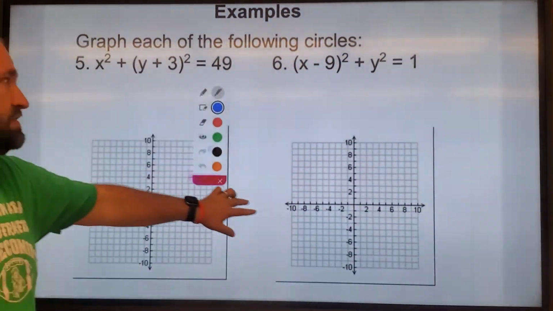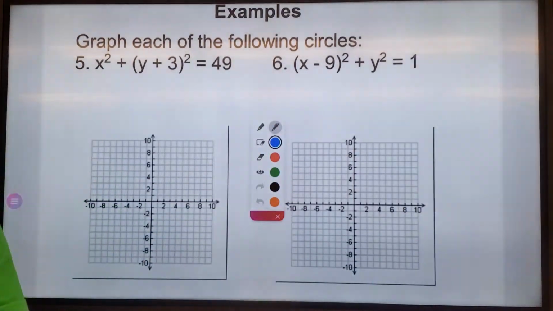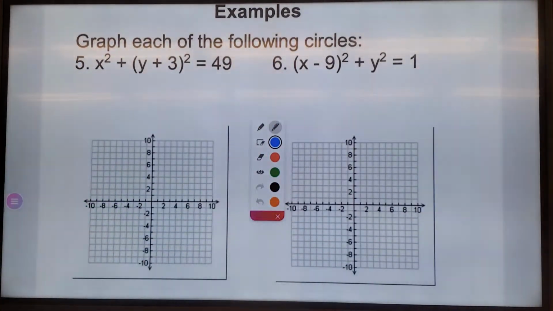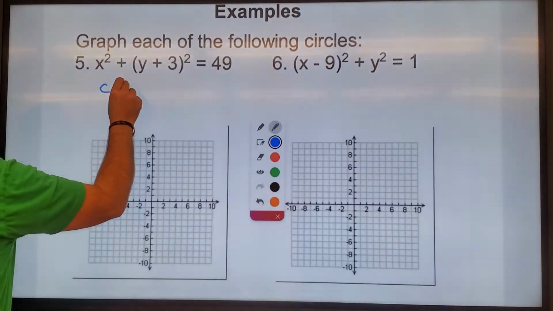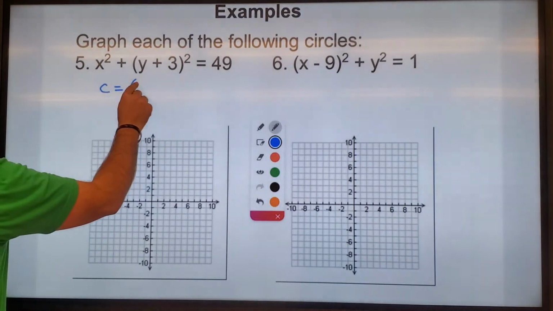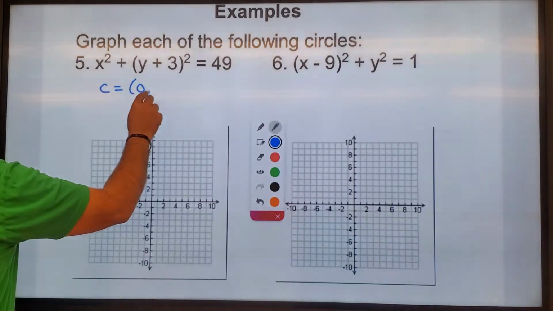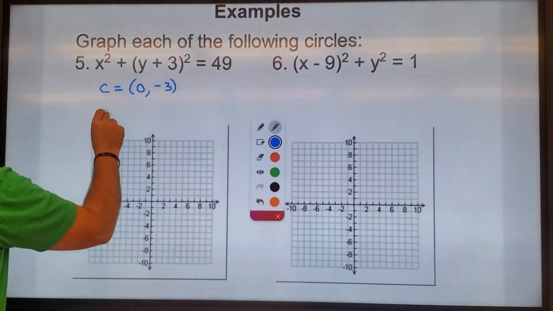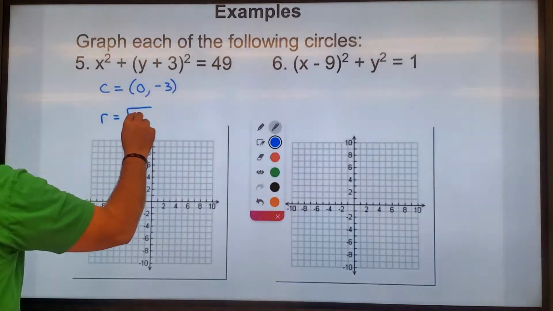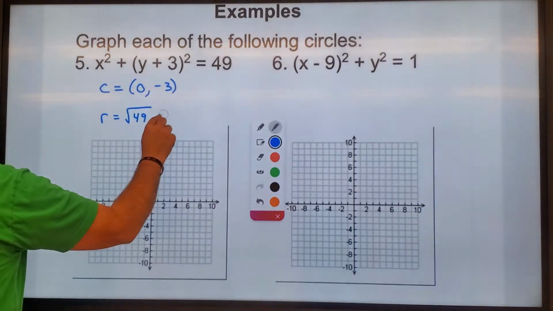Again, just showing different scenarios here though. So these ones, notice that one of the variables doesn't have a number in parentheses with it. Okay, so if that's the case, we go back to that first scenario where I had zeros, right? So the center here, there's nothing inside here, so that's a 0, comma, opposite of here is -3. The radius is the square root of that number, so square root of 49, which is 7.